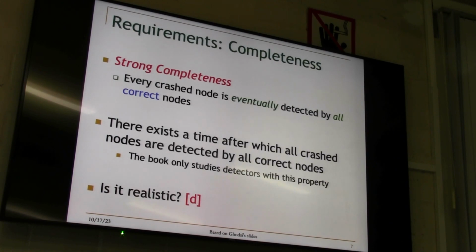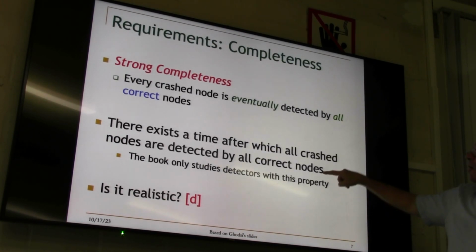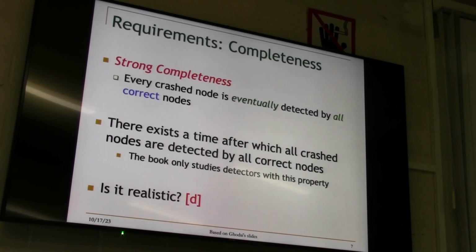Now, there are actually different kinds of completeness and accuracy. In real systems, there's a difference between strong completeness and weak completeness. Strong completeness is that if a node crashes, all the nodes will see it. All of them. There exists a time after which all crashed nodes are detected by all correct nodes. So all correct nodes will see all crashed nodes. But that's not always the case. This is the case we're going to mostly look at.